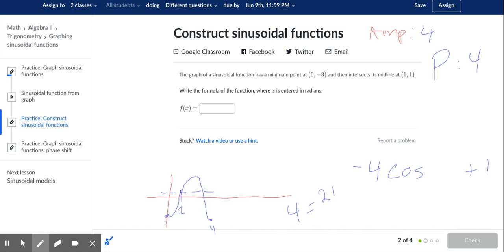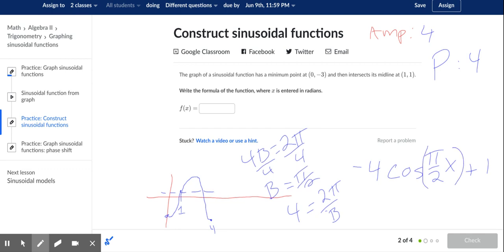which means that 4 equals 2 pi over b. So I'm going to multiply b to both sides. 4b equals 2 pi. I'm going to divide by 4. So b equals pi over 2. So here I have pi over 2 x. That's what's inside my cosine function. All right, so that was one way to figure it out.